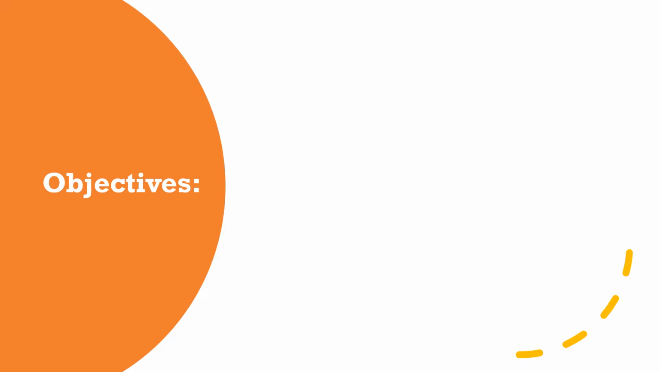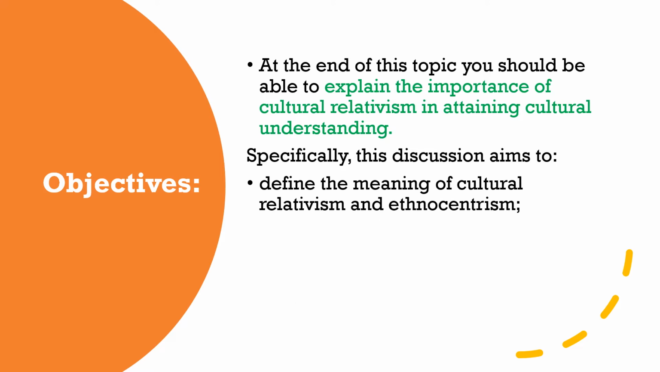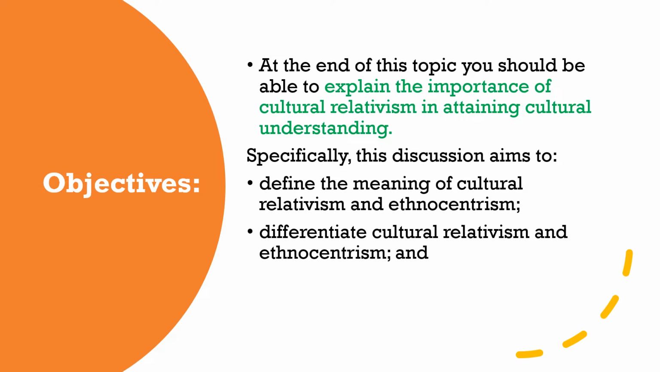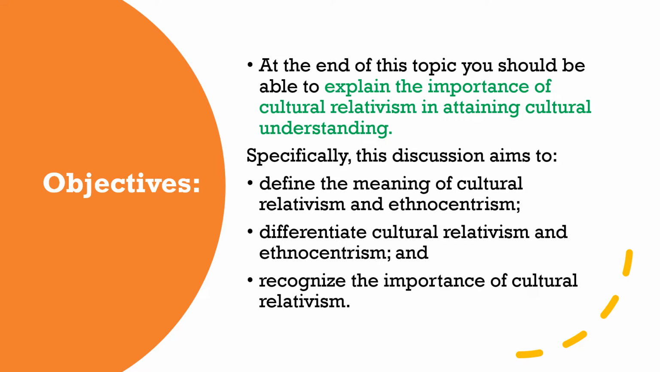Here are the objectives of our lesson for this day. At the end of this topic, you should be able to explain the importance of cultural relativism and attaining cultural understanding. Specifically, this discussion aims to, number 1, define the meaning of cultural relativism and ethnocentrism. Number 2, differentiate cultural relativism and ethnocentrism. And lastly, recognize the importance of cultural relativism.